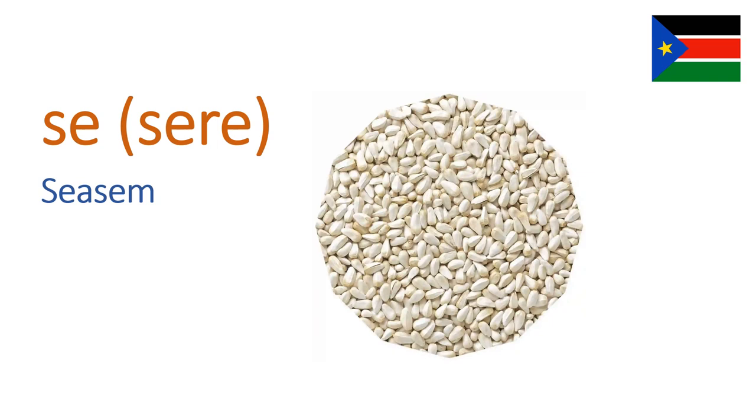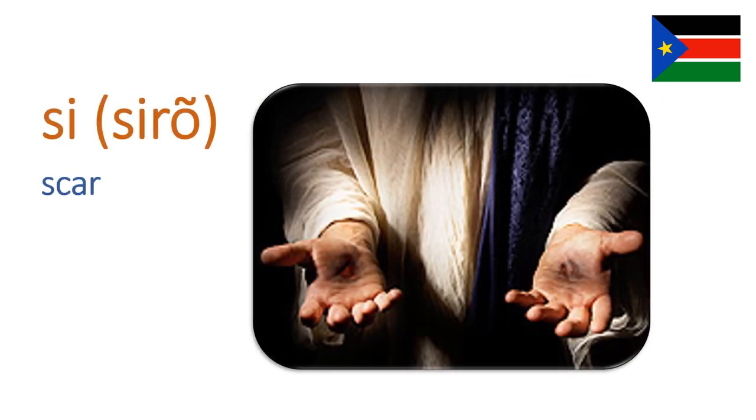Sere, sere. That is a system. Shiro, shiro. Actually, in Pazande, SI, in most of the cases, sounds like sh. So we pronounce it shiro, which means a scar of a healed wound. As we can see from the hands of Jesus, we see the marks of the nails. So we call it in Pazande, shiro anali, the marks of the nails.